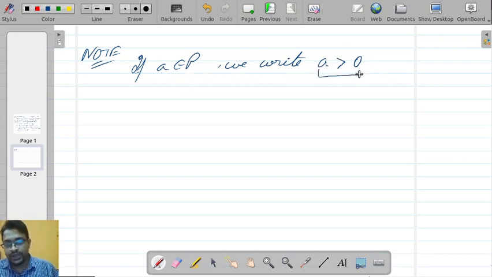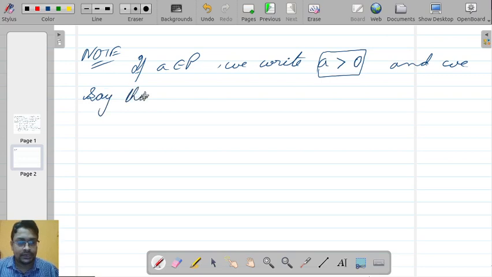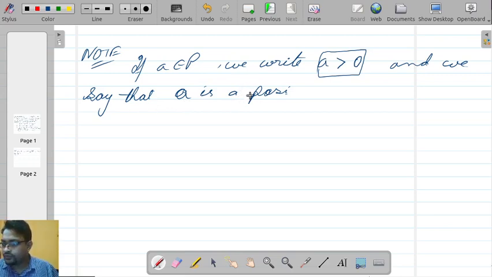Okay, so the meaning of A greater than 0 is that A belongs to this particular set P. So if A belongs to P, we write A greater than 0, and we say that A is a positive real number. Okay, so this A and this A are different. This A is the element that we have selected, and this A is the article A, grammatical article. So we say that A is a positive real number.